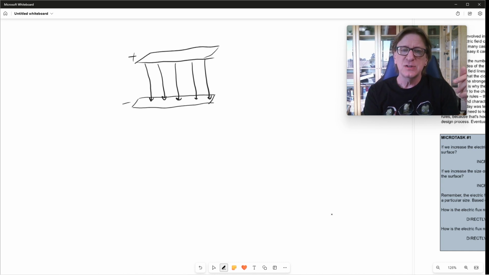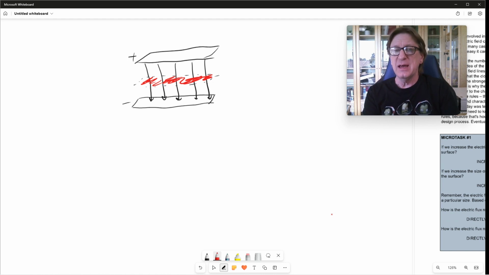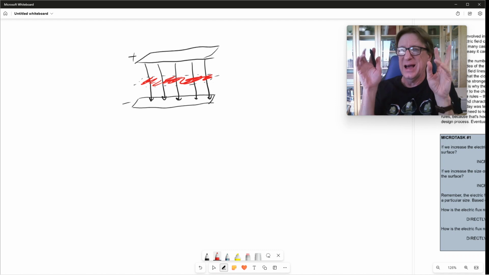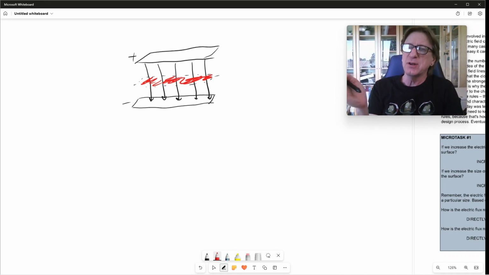So what we can do is draw this imaginary surface here, and I'm going to color this in red. This surface right here. And it's not real. There's nothing there. However, by counting the number of field lines that go through this surface, that's the electric flux. And that gives us an actual number that we can use for defining how close together these particular lines are.